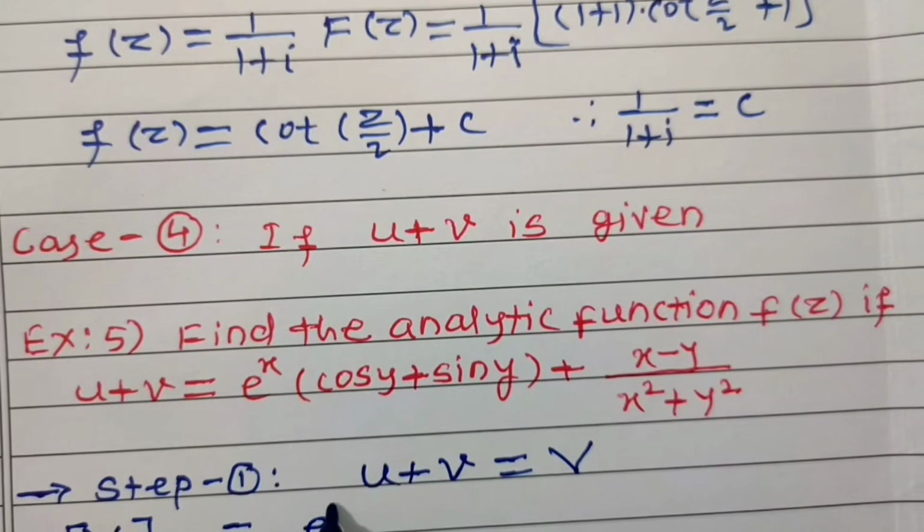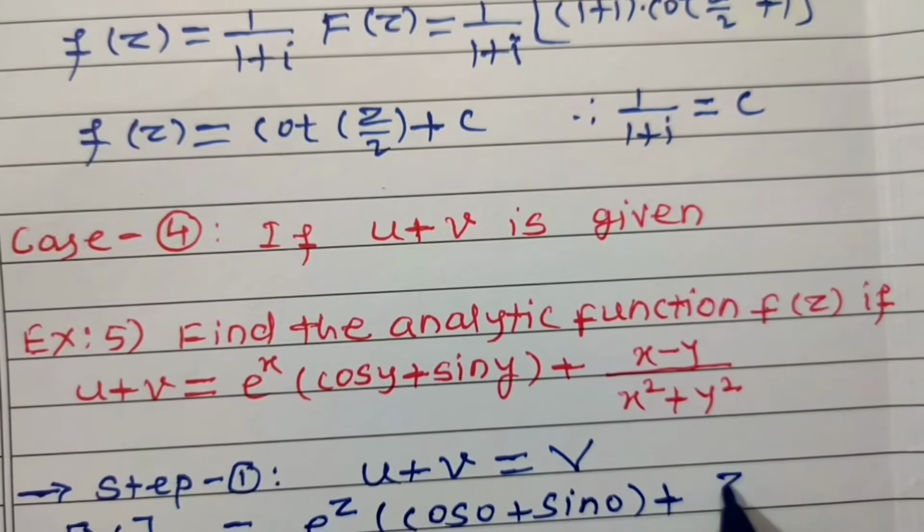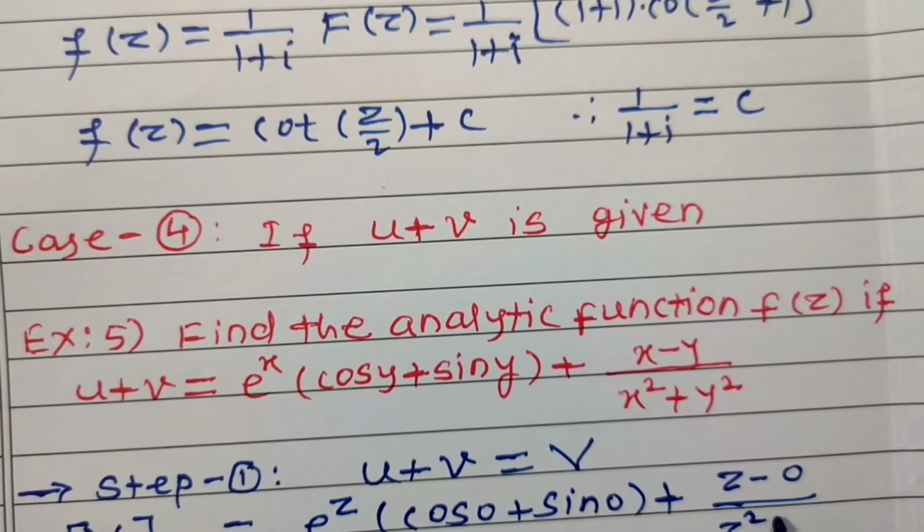E to the power z, x is replaced by z, cos 0 plus sin 0, plus (z minus 0) divided by (z square plus 0).